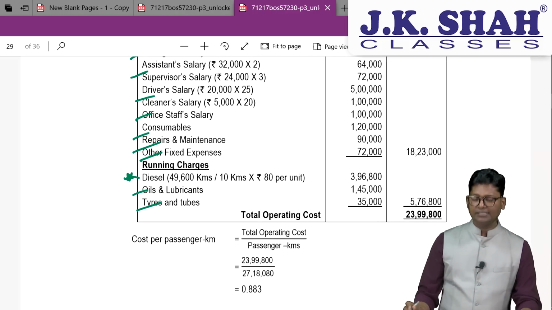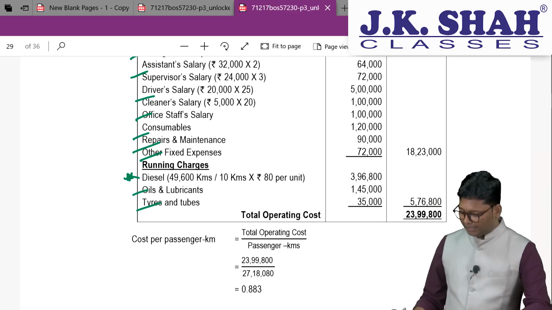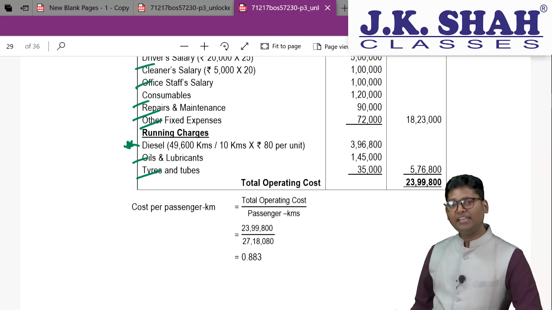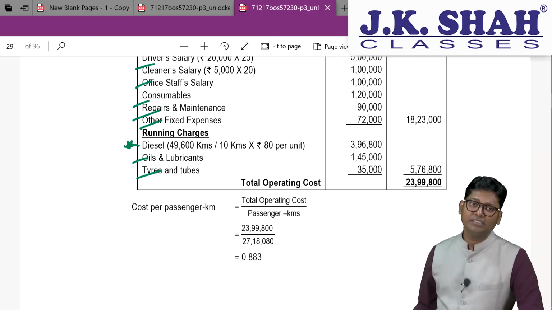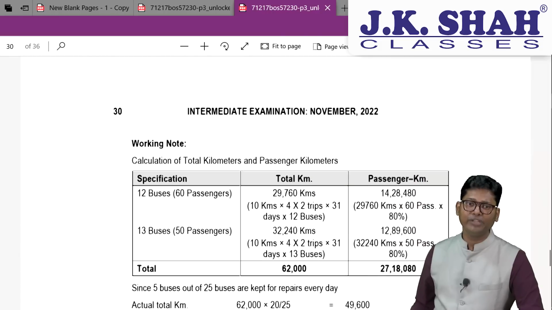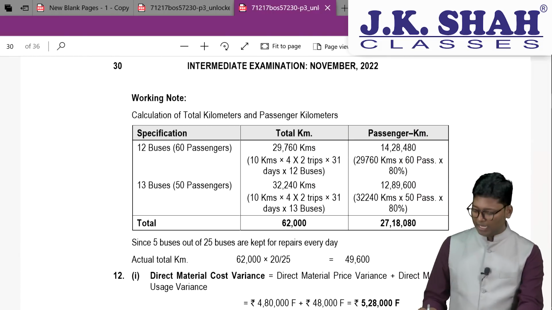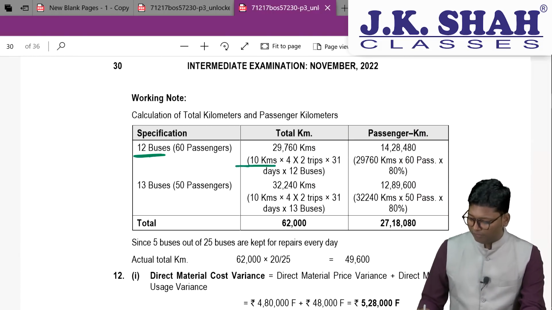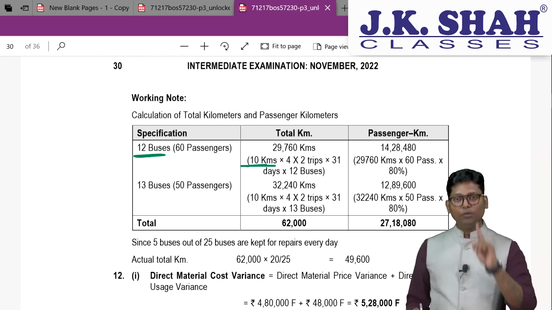The only important point is diesel cost. Diesel cost is given per 10 kilometers. Every 10 kilometers, diesel cost is 80 rupees. Then total kilometers are needed for this. So we have computed total kilometers here. Now 12 buses are going to run for 10 kilometers, correct? No, 10 kilometers one way.